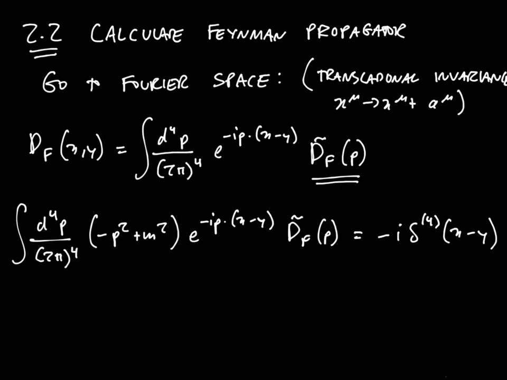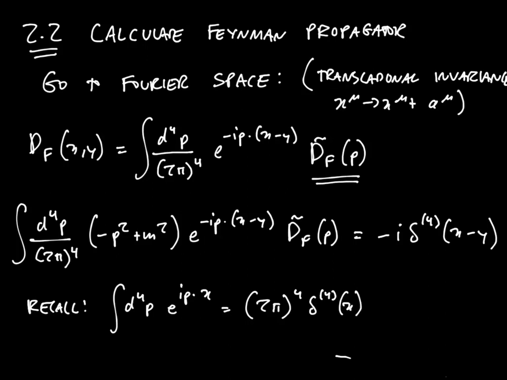So let's think about this. It seems that there's this useful identity. Okay, so recall the following useful identity. The integral of d^4p e^{ipx} is (2 pi)^4 delta^4 of x. So this is a useful identity. We sort of want to use that. So you can see that if D_F twiddle of p is 1 over p squared minus m squared, then these two bits will cancel and we can then use this identity.